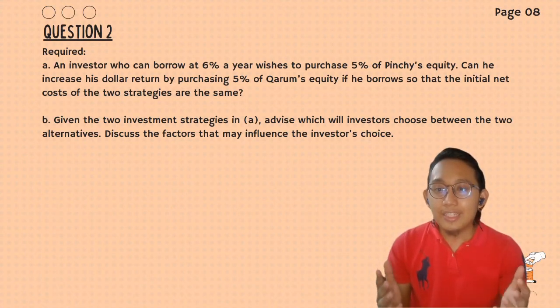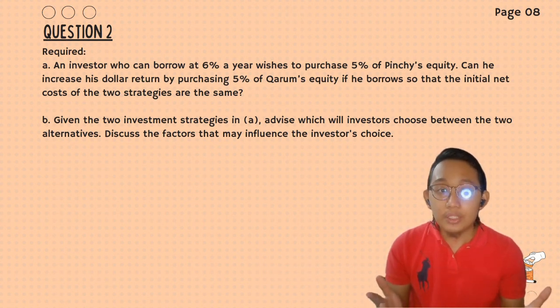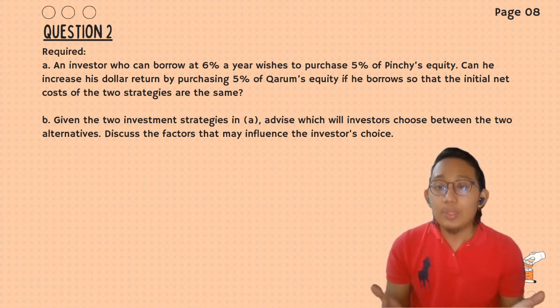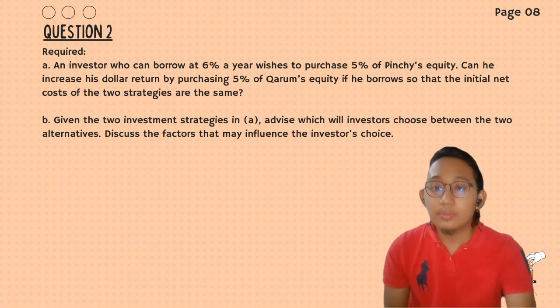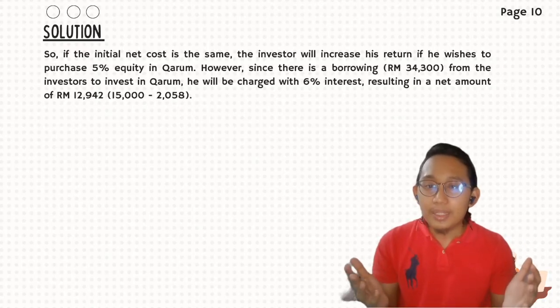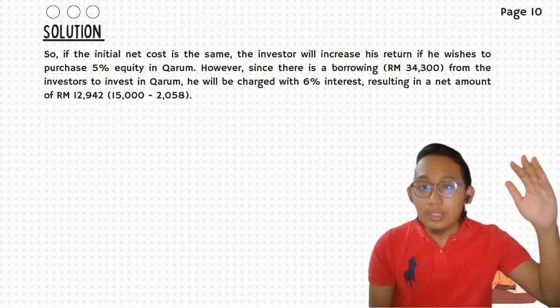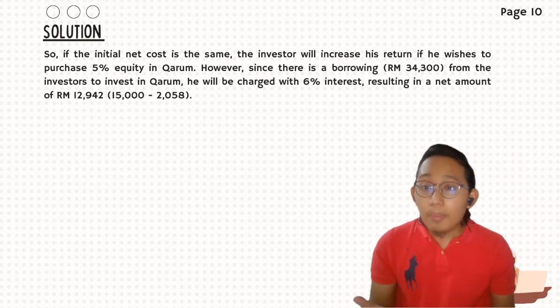Next is question 2b. Given the two investment strategies in A, advise which the investor will choose between the two alternatives. Discuss the factors that may influence the investor's choice. The solution for question 2b is that the investor should choose to purchase 5% equity in Kerem because the company's return is higher than Peachy's. This will result in more money being received by the investor.